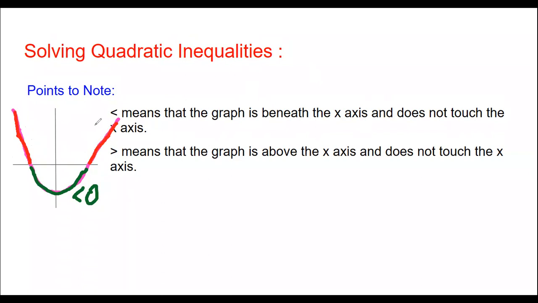And that's what the greater than 0 inequality represents. It represents all the points that don't touch the x-axis, but are above. And the less than 0 sign, in green, represents all the points that don't touch the x-axis, but are beneath the x-axis. Okay.